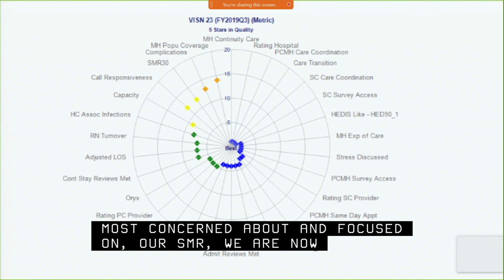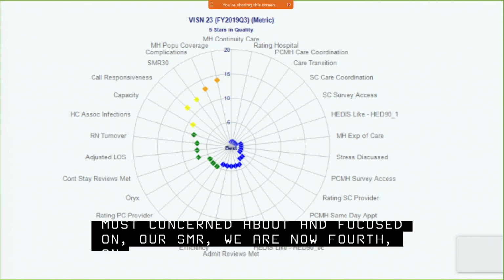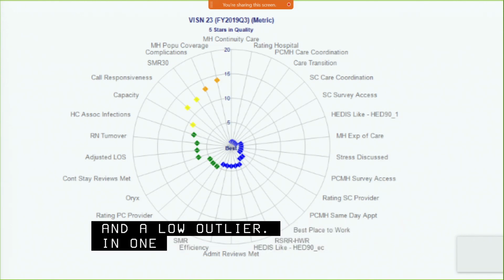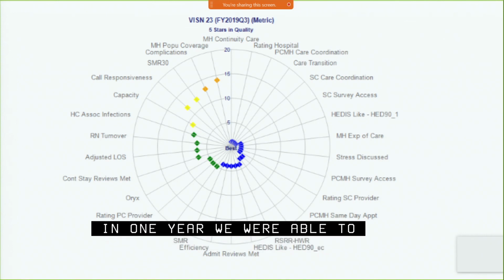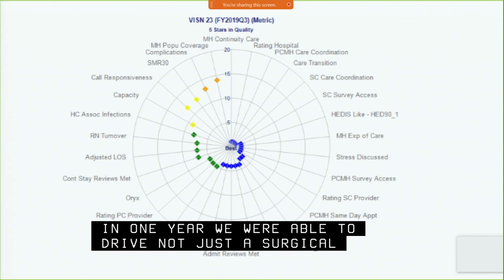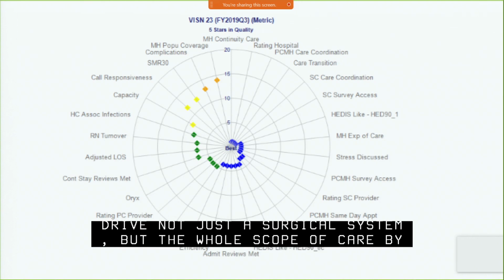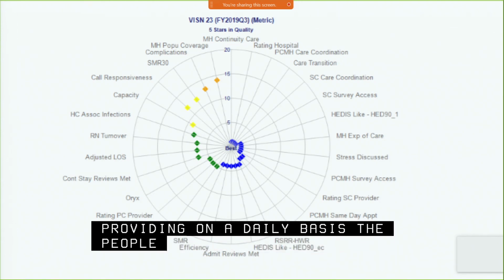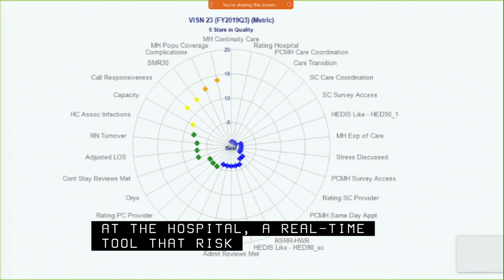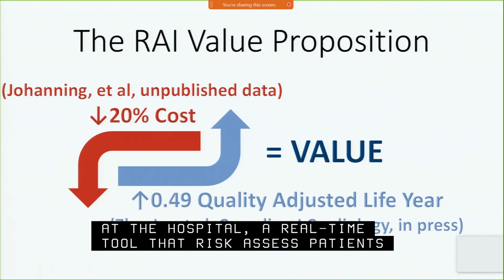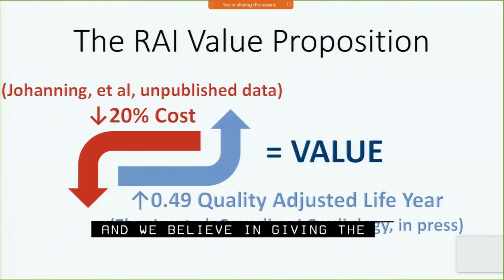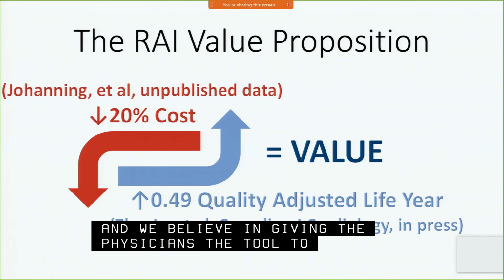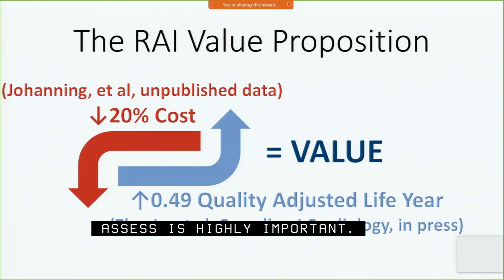So in 1 year, we were able to drive not just a surgical system, but the whole scope of care by providing on a daily basis the people who could affect change at the hospital a real-time tool that risk-assessed patients, and we believe that giving the physicians the tool to risk assess and make decisions on is highly important. At the end of the day, we believe that risk assessment utilizing frailty is a value proposition.